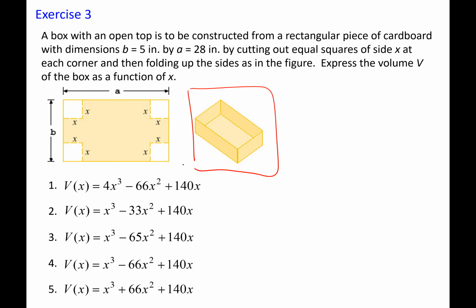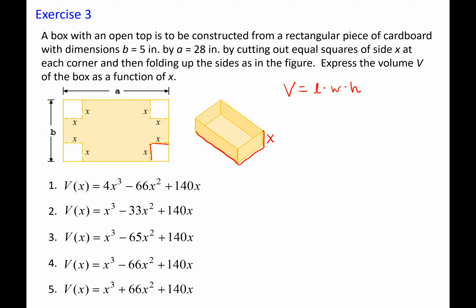So let's try to find out the volume. First of all, the volume is simply length times width times height. That's the length, okay? That's the width, and that's the height. And we can easily say that the height is simply x, because that's what we were folding.